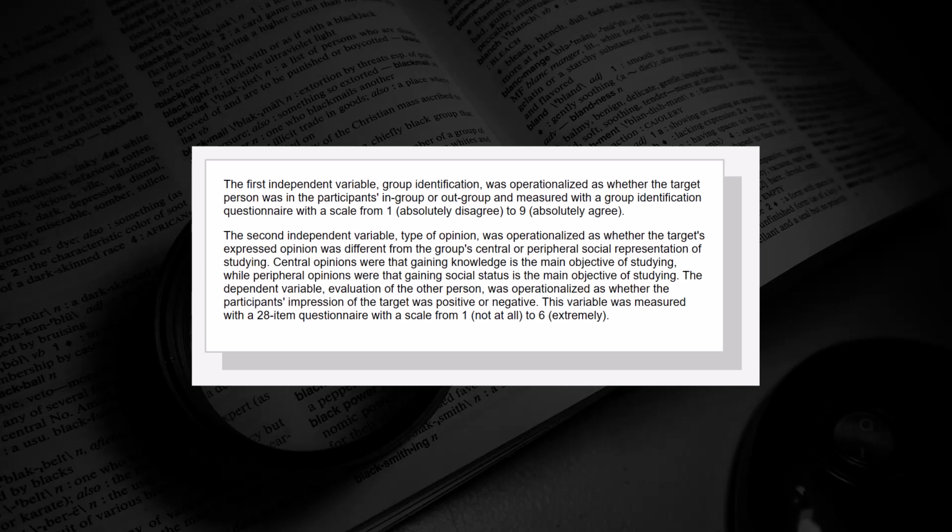Finally, the researchers' dependent variable was the participants' evaluation of the target. They operationalized it as whether the participants' impression of the target was positive or negative. This variable was measured with a 28-item questionnaire, using a scale from 1, meaning not at all positive or negative, to 6, meaning extremely positive or extremely negative.